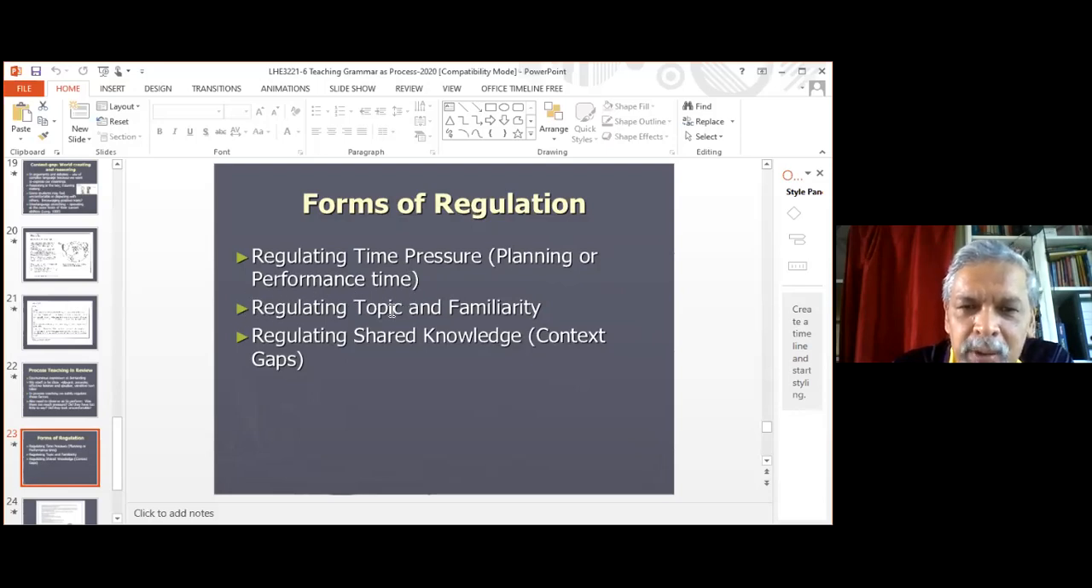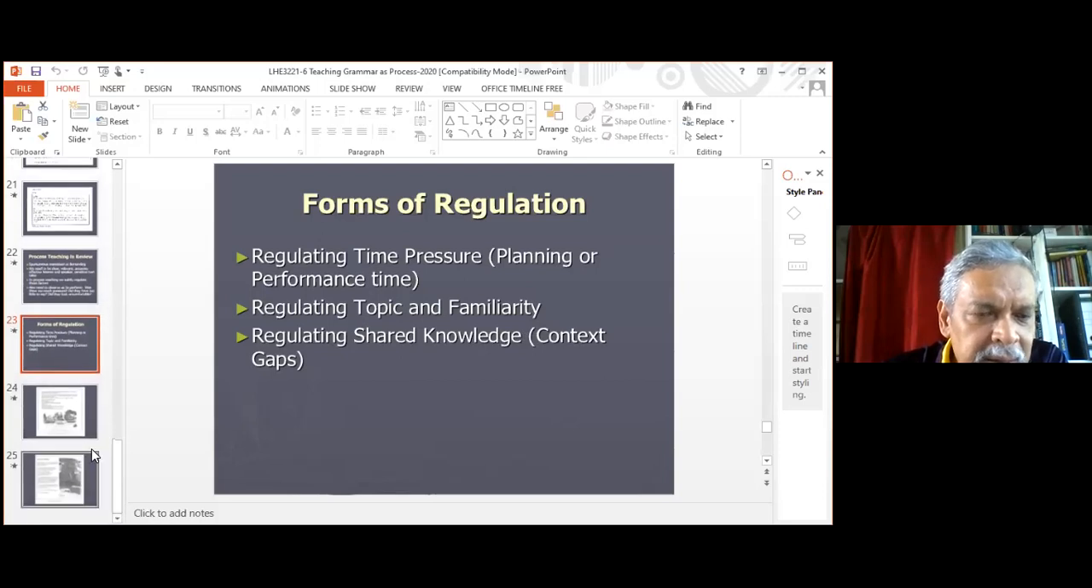So regulating topic and familiarity, right? This is also something that we can consider. Things that are familiar may have an effect on the time. Things that we are familiar with take less time, maybe, and so on and so forth. And regulating shared knowledge, context gaps, many examples also given.